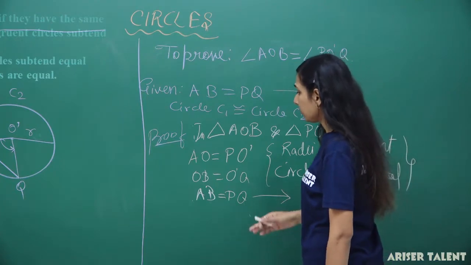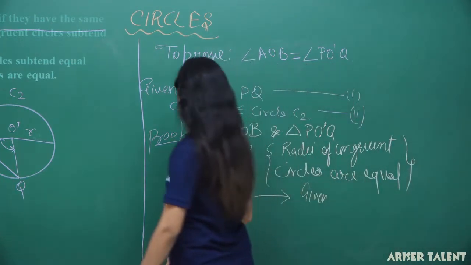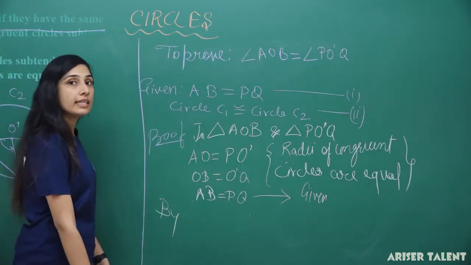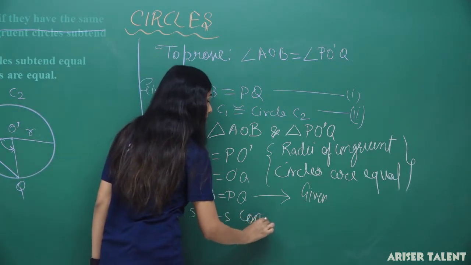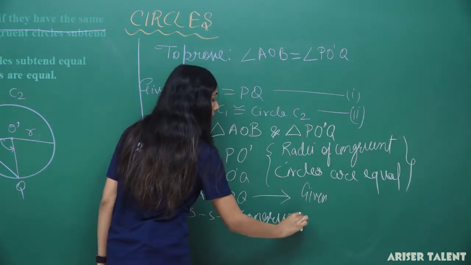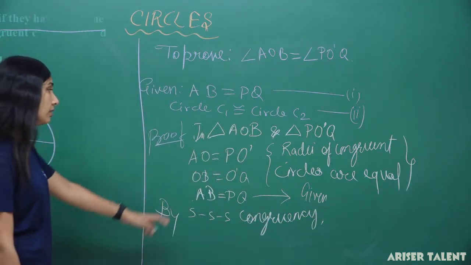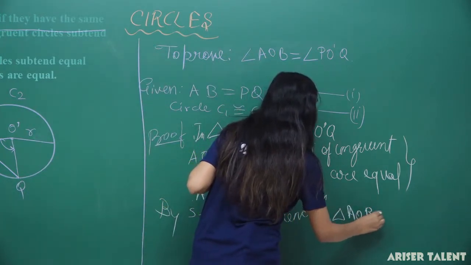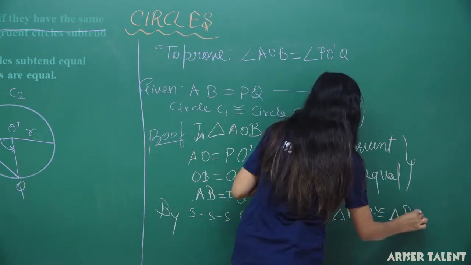Okay. Now what else? You are having this side, side and side. So by side, side, side congruency. Which congruency, students? Side, side, side. So by side, side, side congruency, this triangle AOB is congruent to this triangle PO dash Q.